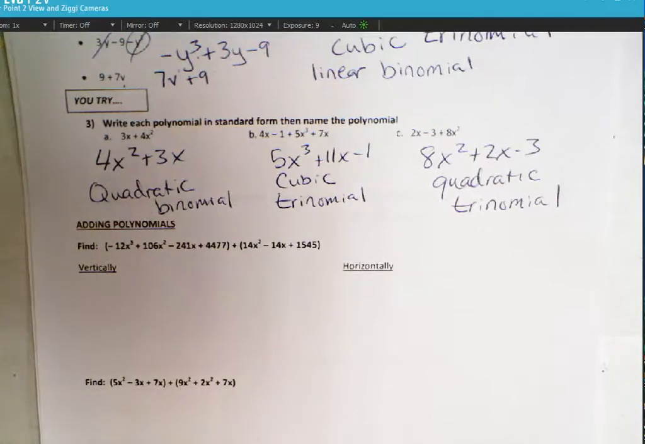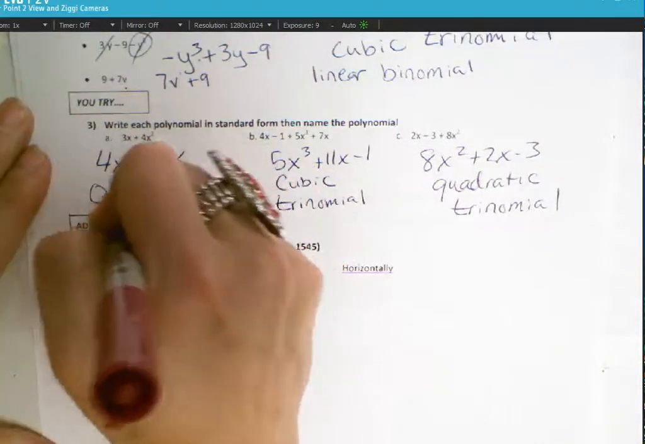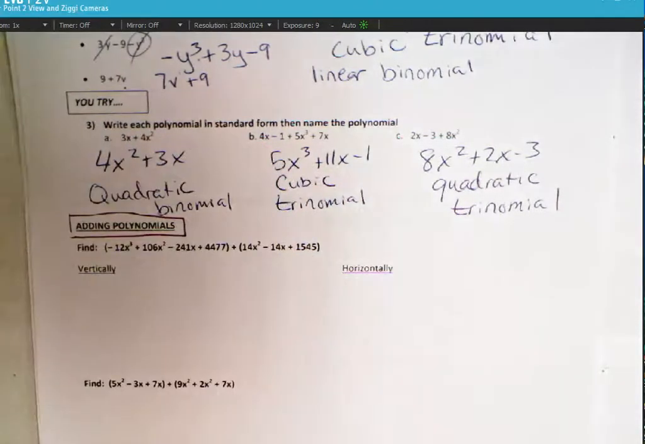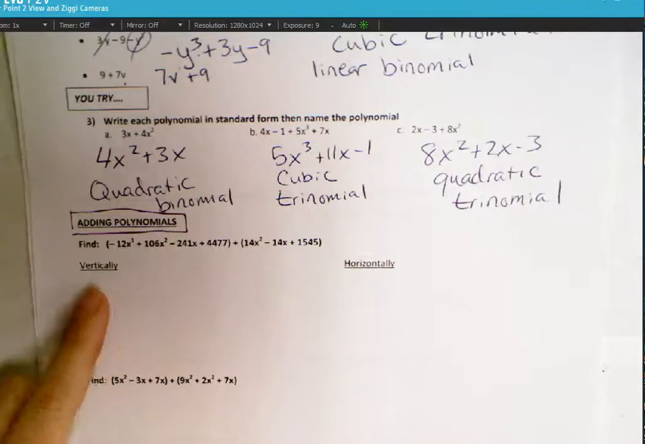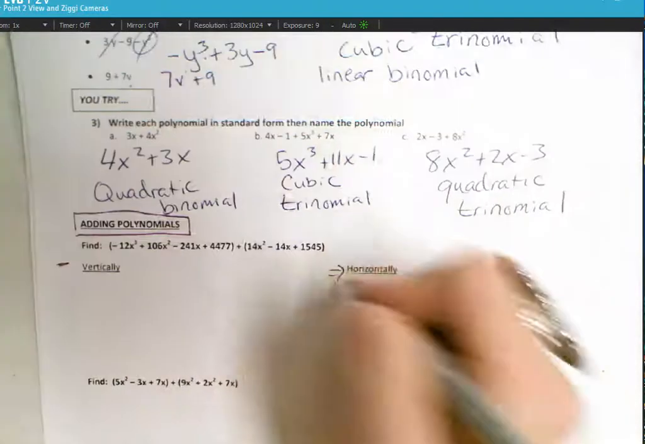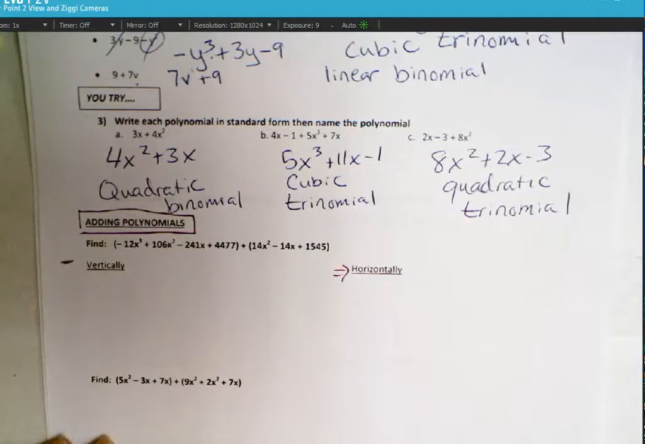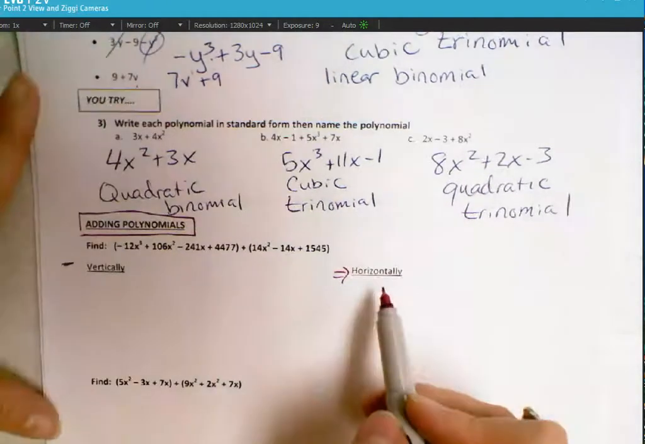Alright, a couple of things and then we are done. Adding polynomials. So polynomial means we have multiple terms going on. So we're going to learn how to add them. There's 2 ways to do this. You can do it vertically or you can do it horizontally. We've already been doing this horizontally, where you take a look at your like terms and combine them. So I'm going to do horizontally first.